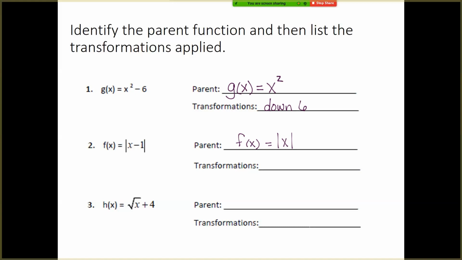When a number is in with the variable, it does the opposite of what you think. So if I'm doing -1, am I moving left or am I moving right? Right one. So that -1, since it's inside the absolute value bars with the x, it's going to shift the parent function to the right one.